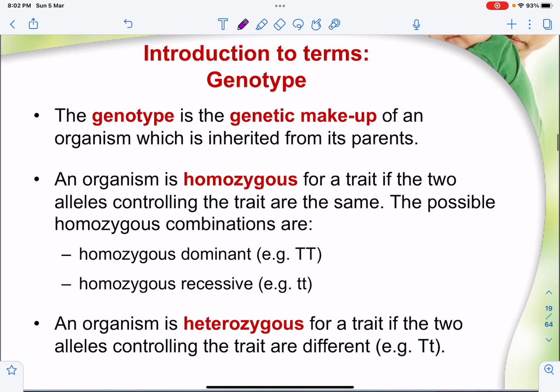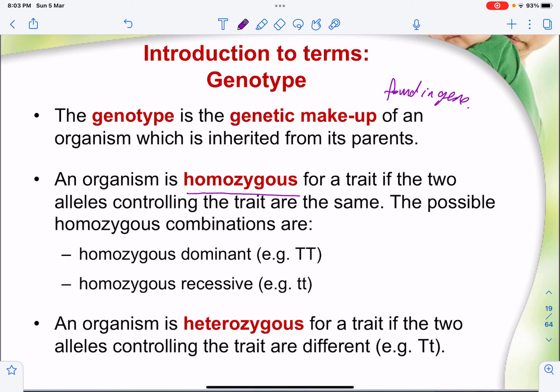And so the genotype is the genetic makeup of an organism that is inherited from the parents. So this is something that you cannot see. This is found only inside the gene. So just now you saw the word homologous chromosome. Now the thing is, it's no longer homologous, it's called homozygous.